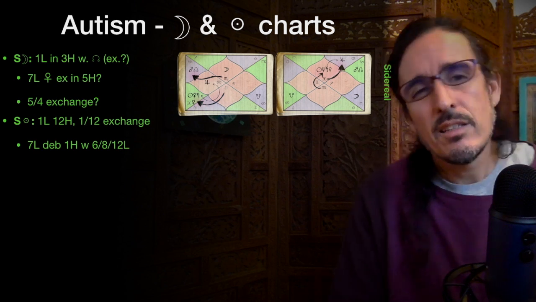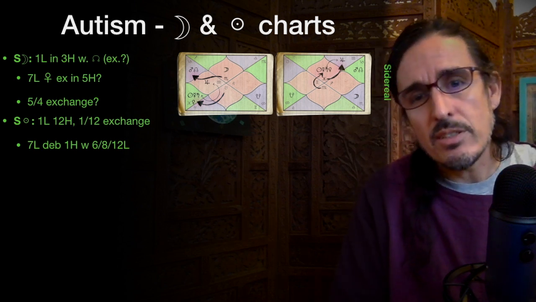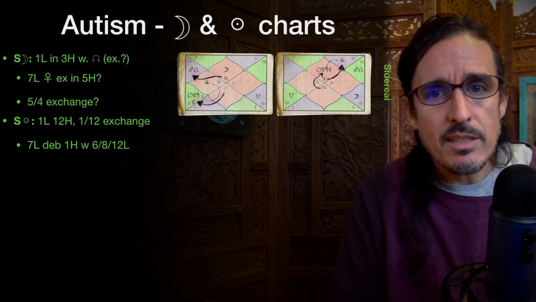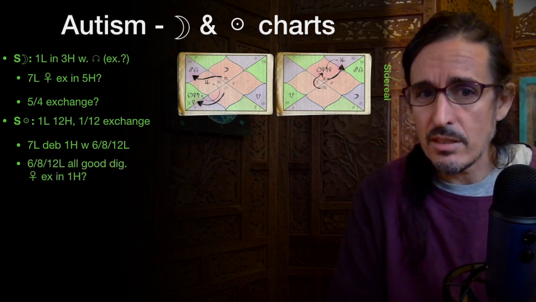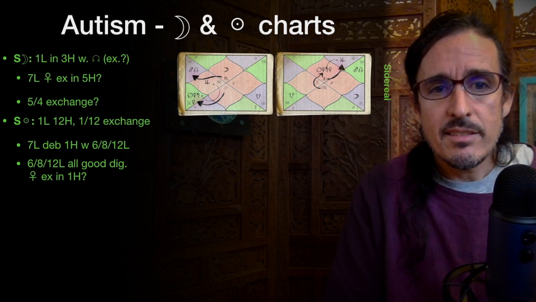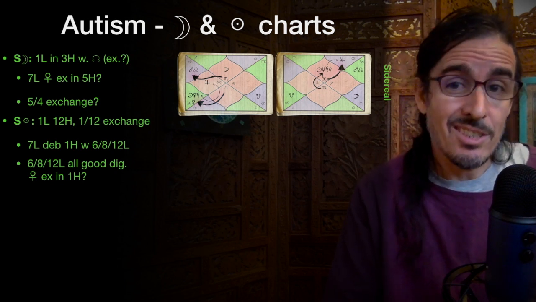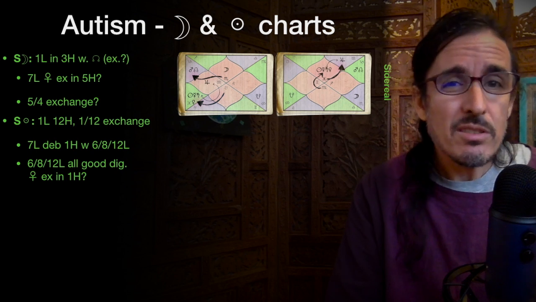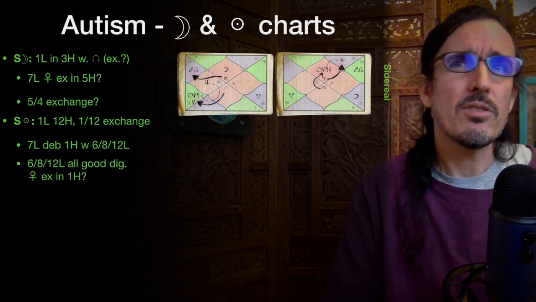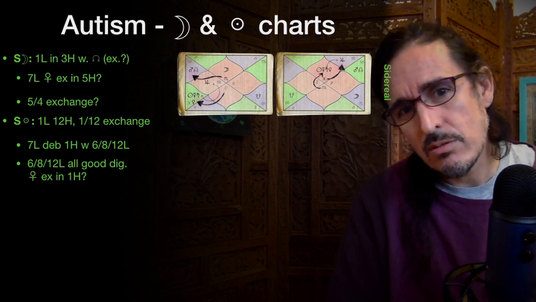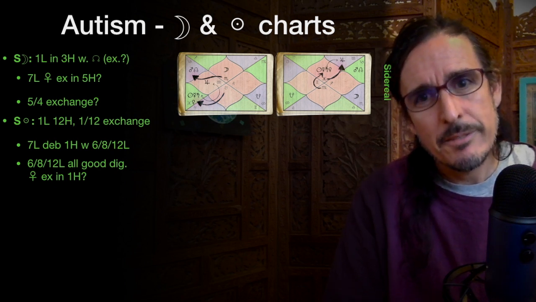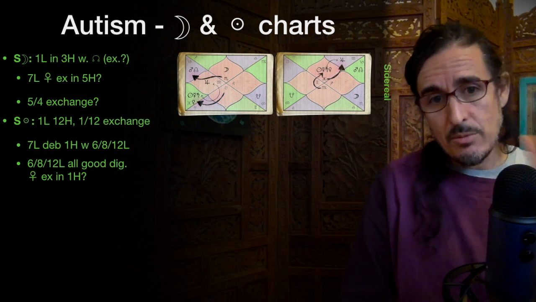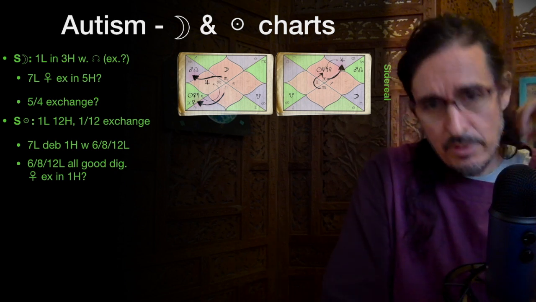The only problem here is, okay, the 7th lord is debilitated in the 1st house and it's with these negative lords, but all those negative lords are in really good dignity. And Venus here is exalted again in the 1st house. Is that likely a person that has terrible romantic relationships? Now let's take a look at the sun and moon charts from a tropical point of view.